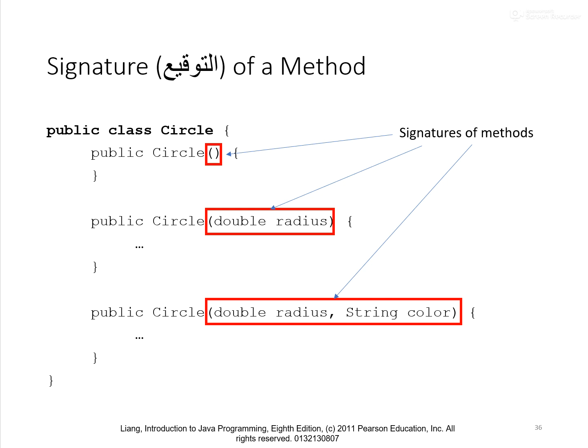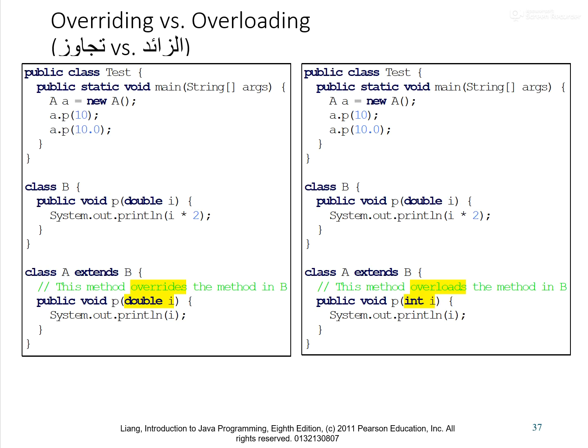If you have multiple methods with the same name in the same class, that is called method overloading. Actually, they don't even have to be in the same class. You could be inheriting one method from a superclass, and you could have another method in the subclass. And all they would differ in is the signature that they have.